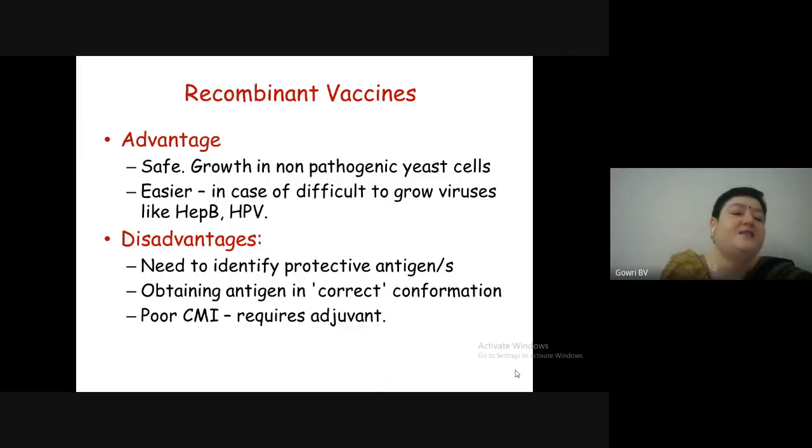And the disadvantage of the recombinant vaccine, the first disadvantage you will see, is that you have to go in for identifying the protective antigen.